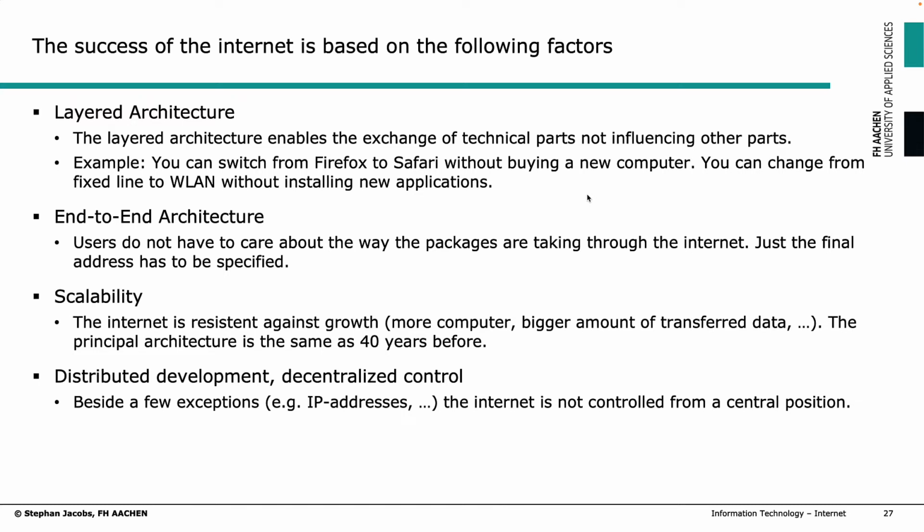Last but not least, we have this distribution principle, decentralized control. And besides a few exceptions, for example, the definition of IP addresses, the internet is not controlled from any kind of central position. This makes it a robust network, but this makes it a network which is hard to control when you talk about, for example, manipulation or other things like that.